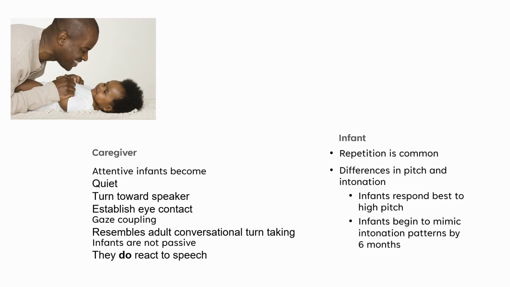By around 9 months, even before spoken words emerge, infants can express a wide range of communicative intentions, including requesting, rejecting, and demanding. At the same time, infants' vocalizations are becoming more sophisticated.